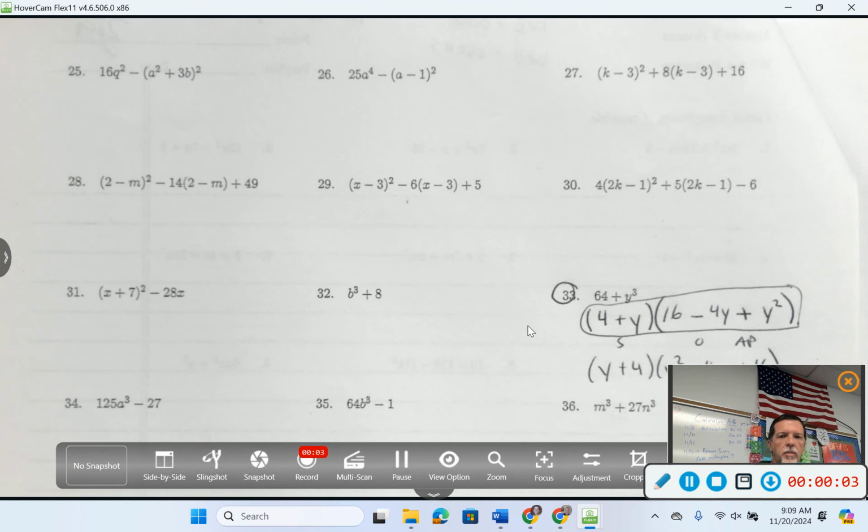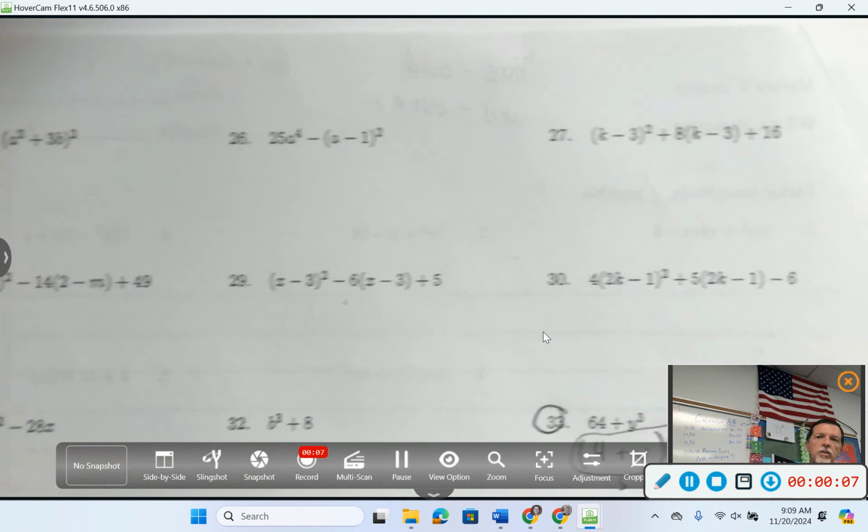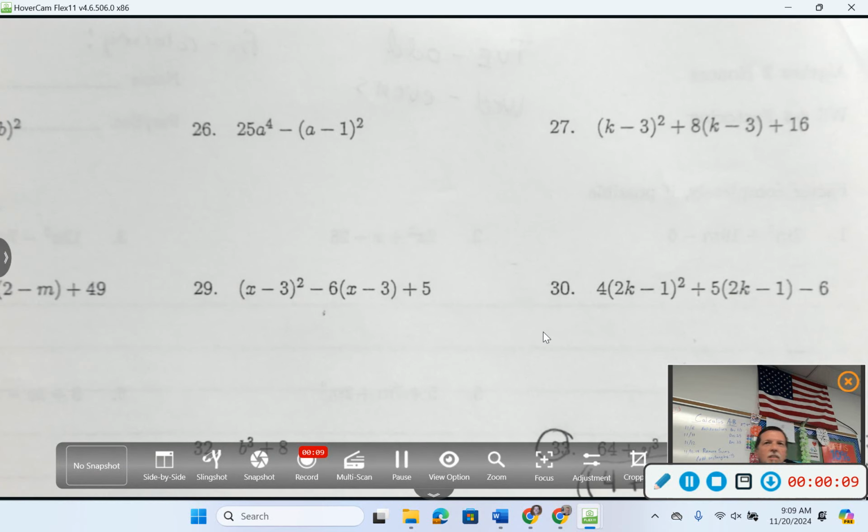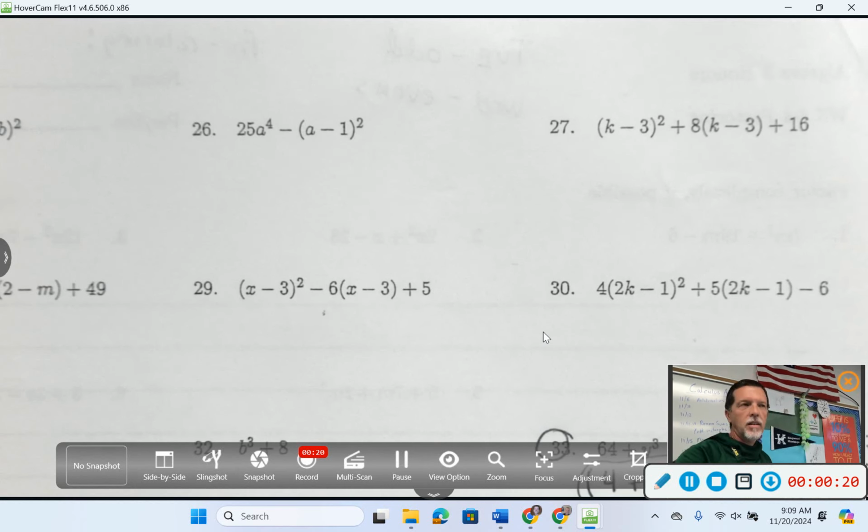All right, so looking at number 26, do you see what's going on in 26? All of these are pattern recognition things. Do you see which type of factoring we're going to use for 26? Anybody see or recognize what pattern that would be?